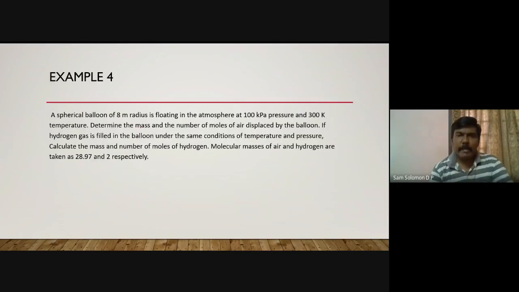A balloon of 8-meter radius is floating in the atmosphere at 100 kilopascal pressure and 300 Kelvin temperature. Determine the mass and the number of moles of air displaced by the balloon. If hydrogen gas is filled in the balloon under the same conditions of temperature and pressure, calculate the mass and number of moles of hydrogen. Molecular mass of air and hydrogen are taken as 28.97 and 2 respectively.